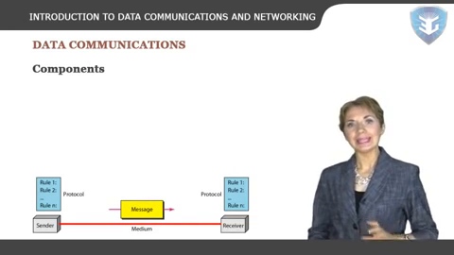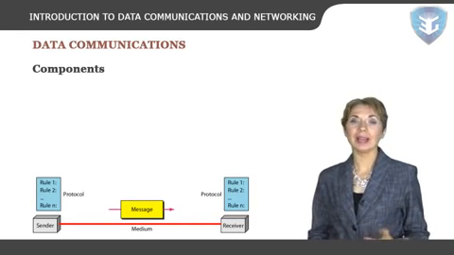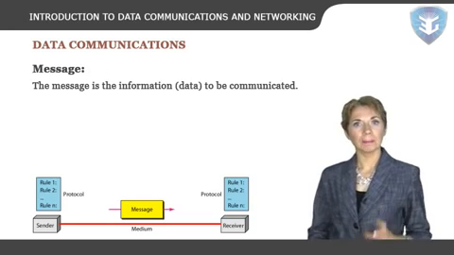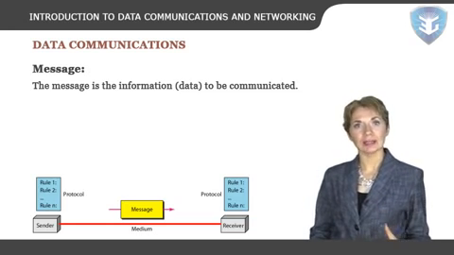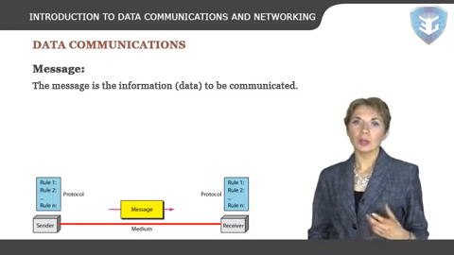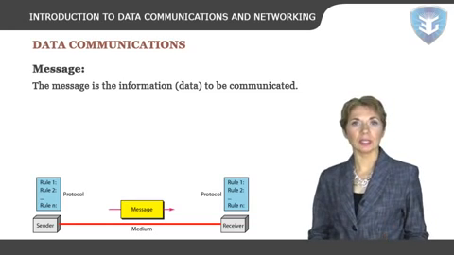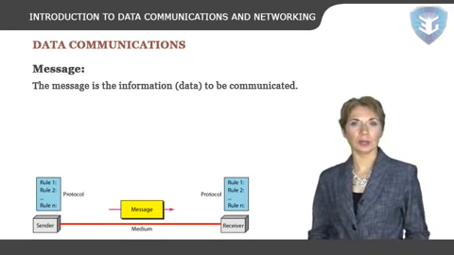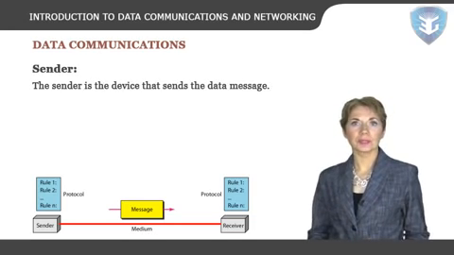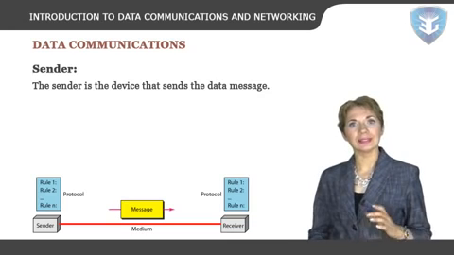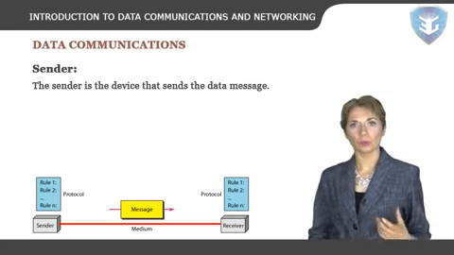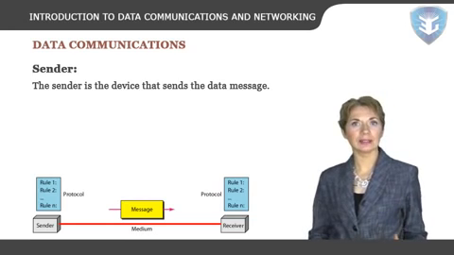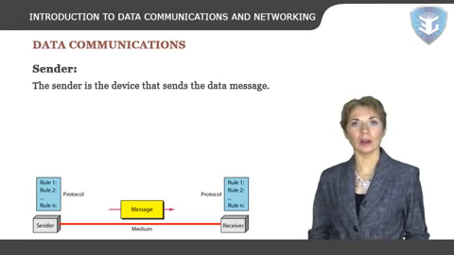Components. A data communication system has 5 components. Message. The message is the information or data to be communicated. Popular forms of information include text, numbers, pictures, audio, and video. Sender. The sender is the device that sends the data message. It can be a computer, workstation, telephone handset, video camera, and so on.